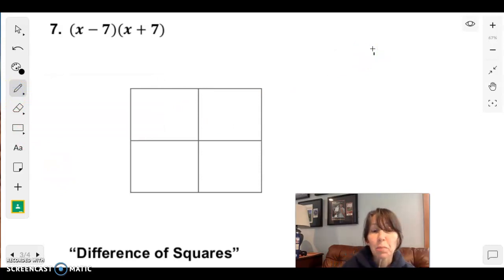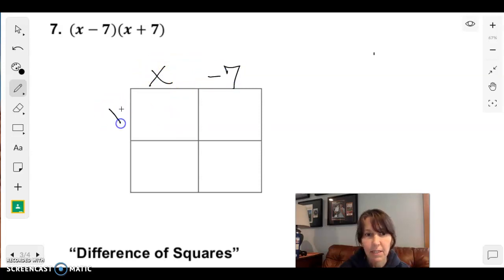This is our third pattern. So now we are not squaring something. We have two different factors, but they're related, okay? Because the only difference in them is there's a subtraction in one and an addition in the other. So if we lay this one out in our area approach, we've got x minus 7 times x plus 7.